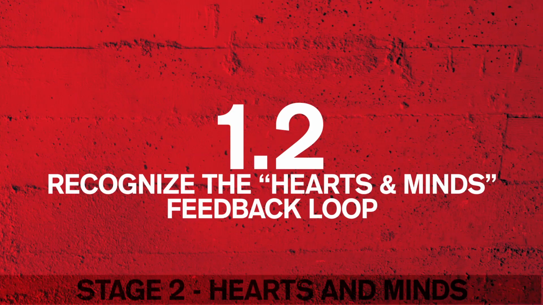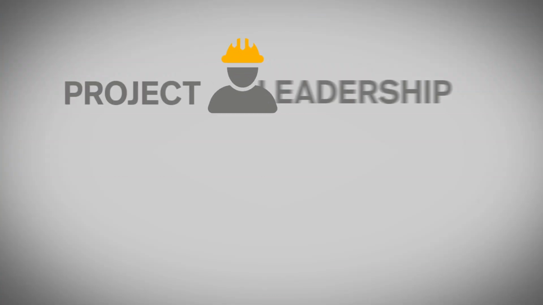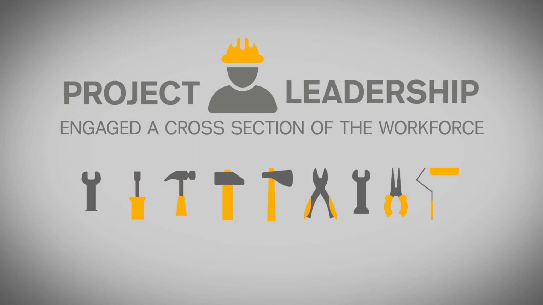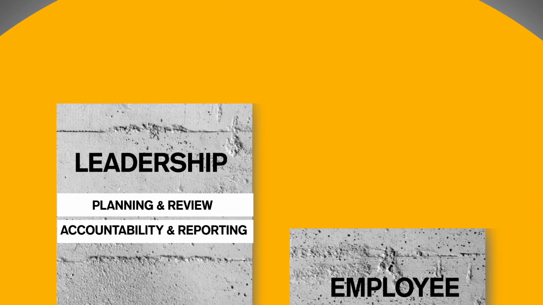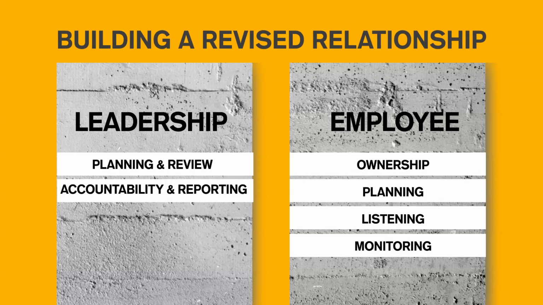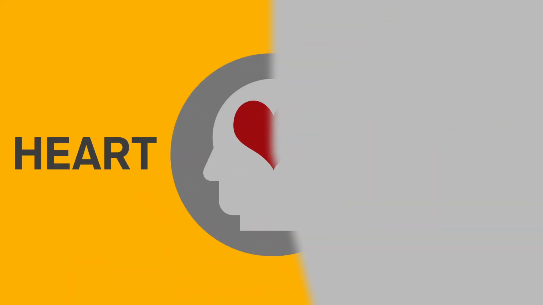1.2. Recognize the hearts and minds feedback loop. Stage number 2, Hearts and Minds. Prior to the mobilization of the main works, the project leadership engaged a cross-section of the workforce to bring them into our processes and systems and give the craft a level of ownership and involvement. This stage takes advantage of the prior knowledge gained from Stage 1 to aid in the building of a revised relationship, with the goal to win the hearts and minds of the team.